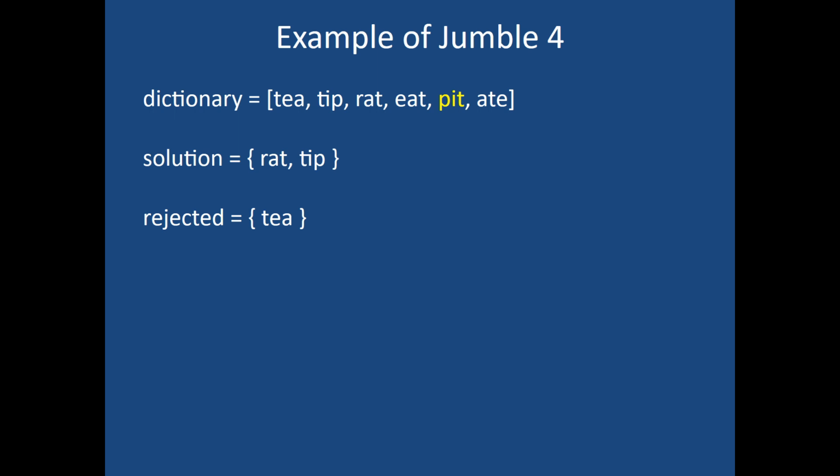So at the end, solution will contain all the unique anagrams, and rejected will contain all the non-unique anagrams, but only one example of each. What about pit? It's in solution. Pit and tip are the same, and so we have to kick it out of solution into rejected. And then we see it again, and it's already in rejected, so we're done. So that makes sense?